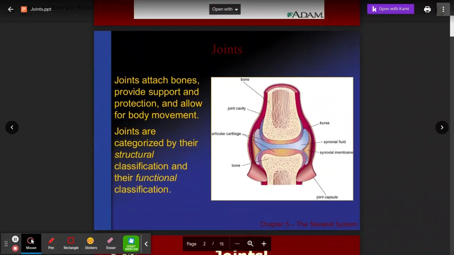All right, so joints attach to bones, providing support and protection and allow for body movement. Joints are categorized by their structural classification and their functional classification. So there's going to be a lot of hard words coming at you here today. What we're going to break down: how are we classifying human joints? And so think about the joint cavity. We know we're going to have some ligaments hooking bones to bones, right? We know we're going to have some tendons hooking muscle onto bone. And so those two dense connective tissues are always at play. That's where we get into some trouble with our joints.